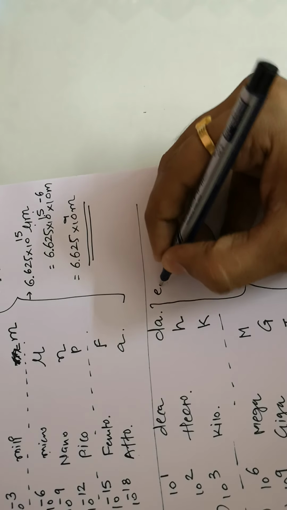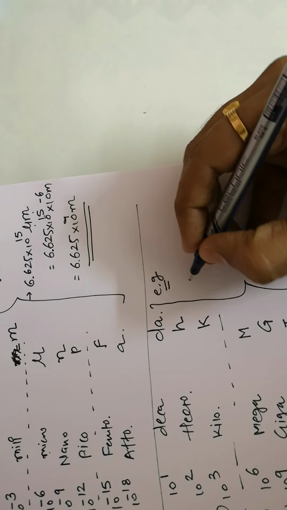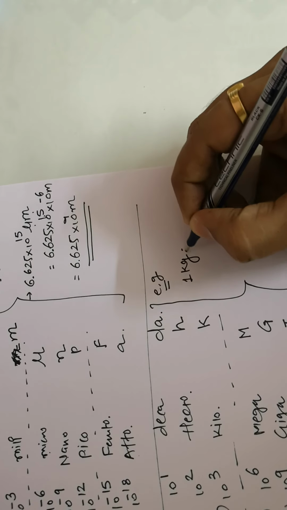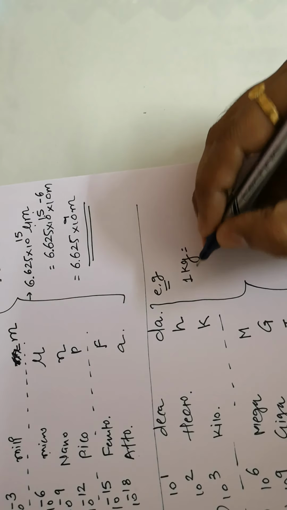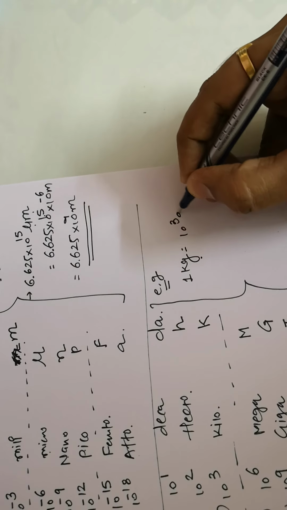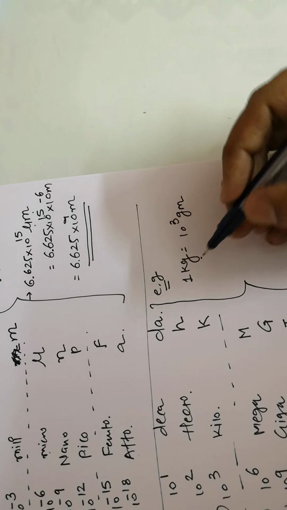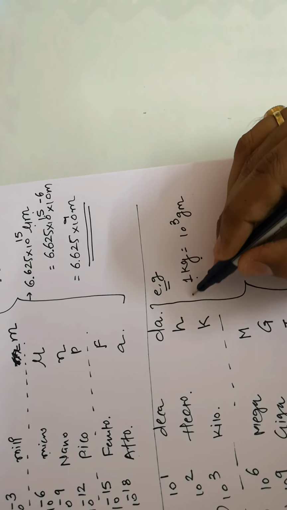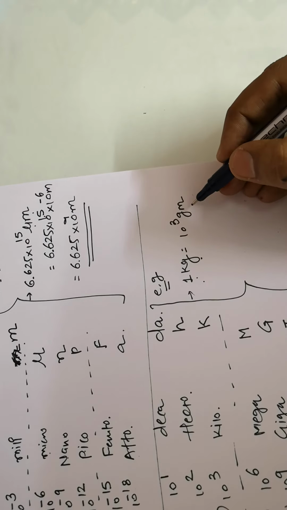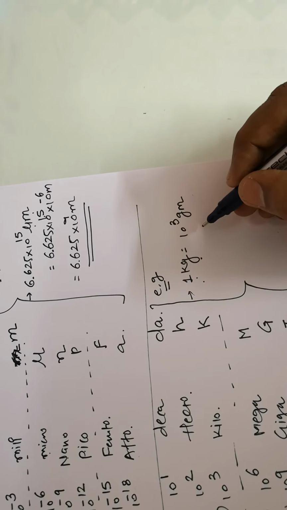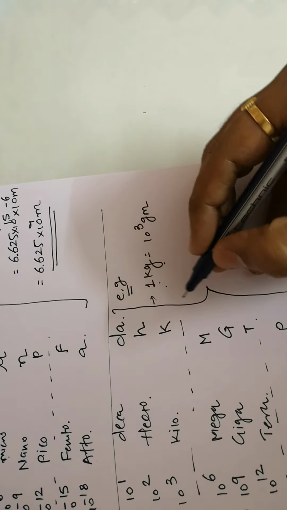Let's say I am putting an example for you. I am saying that I have 1 kilogram. Yes, gram is the unit of mass, but kilo means you have to put 10 to the power 3 gram. So in primary school you have learned that 1 kilogram equals 10 to the power 3 gram. This is the reason why we are putting 1 kilogram.